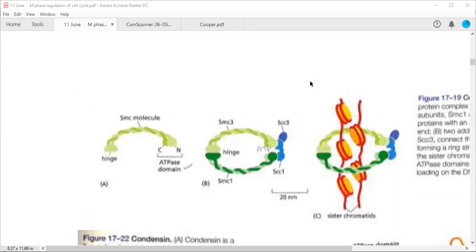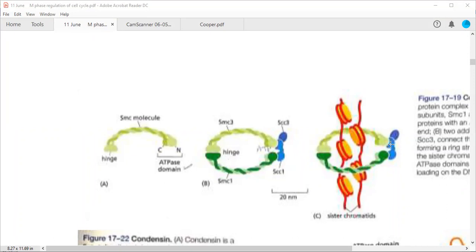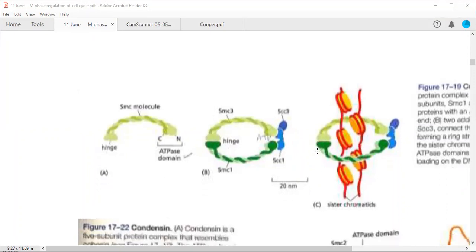I'm not clear with the separation. How does the separation happen when the SCC opens the ring? The SCC is not opening the ring. Actually, once the SCC is broken down, because it is acting as a seal, it will open up by itself. Because it is holding both the polymers of SMC1 and SMC3. So once it is broken down, they will open up. There is no requirement of anything.